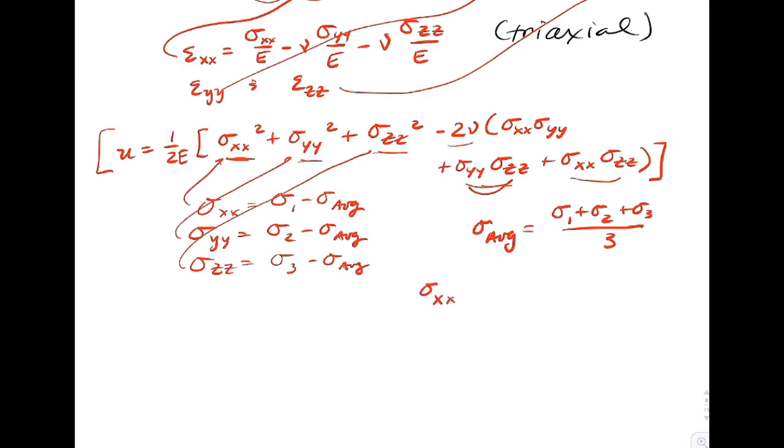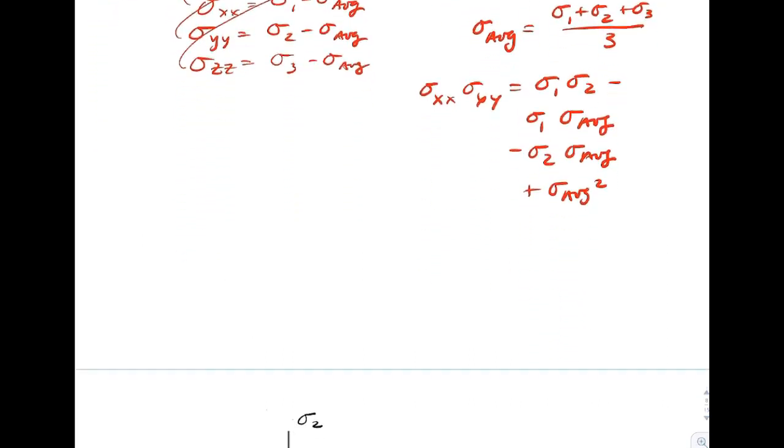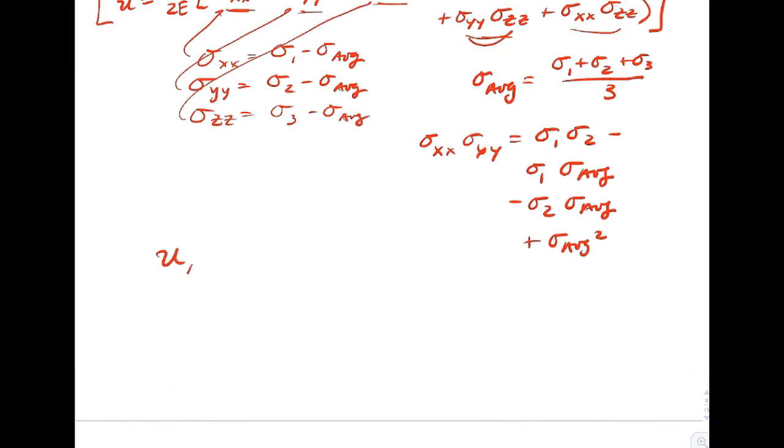So let's look quickly at sigma XX times sigma YY. That would be sigma 1 times sigma 2 minus sigma 1 times sigma average minus sigma 2 times sigma average plus sigma average squared. And so we've set up all the math. We're not quite going to go all the way through it, but the strain energy in the uniaxial exceeds the strain energy in the 3D.